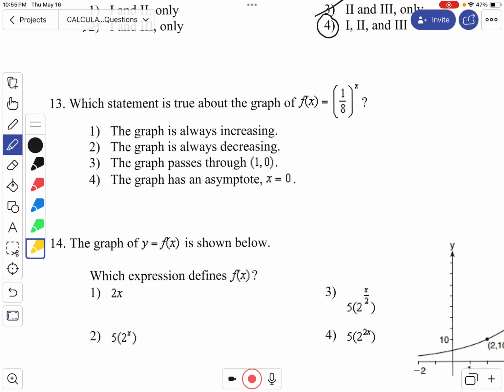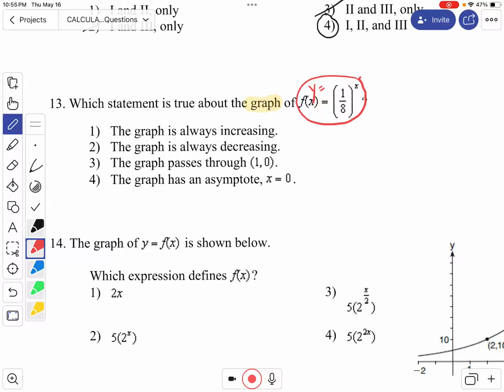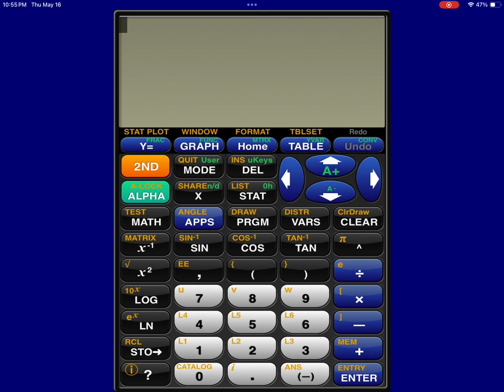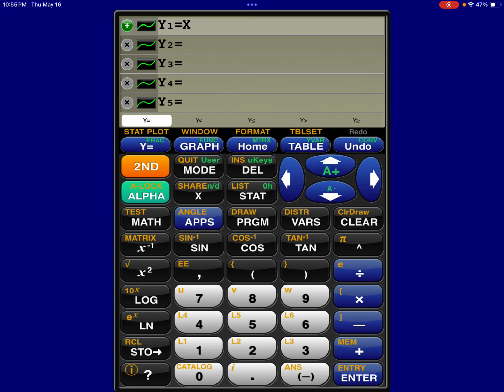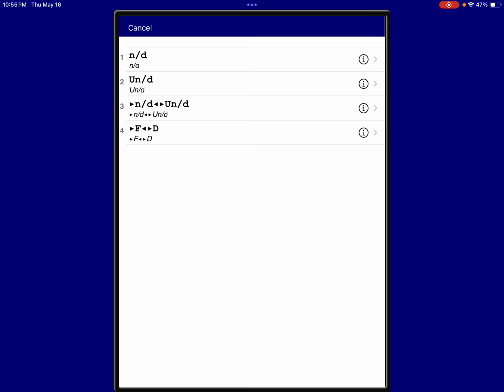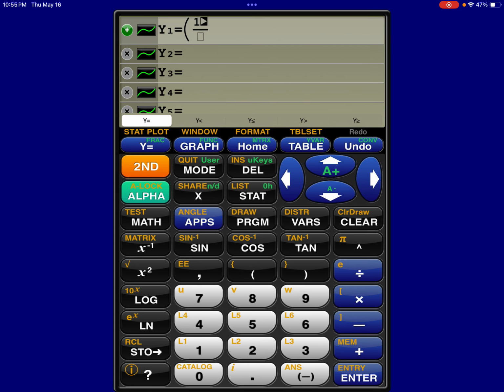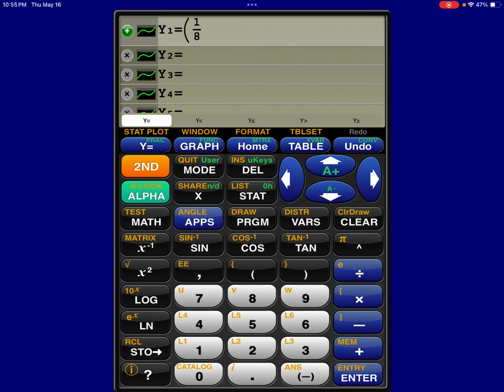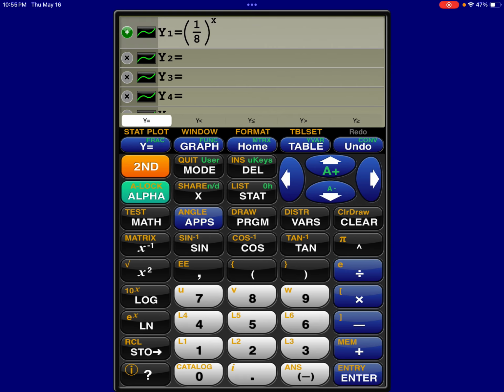Which statement is true about this graph? This question's just here to remind you that if you have an equation, you don't have to know what it looks like in your head. Graph it, okay? So 1/8 to the x power. You don't have to know every little thing that they give you. I'm going to plug it in exactly the way that it shows, 1/8 to the x power.